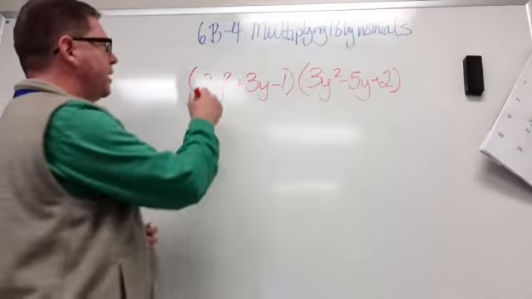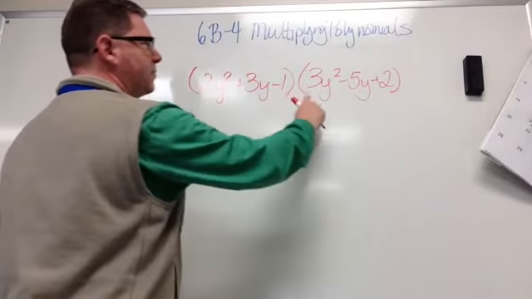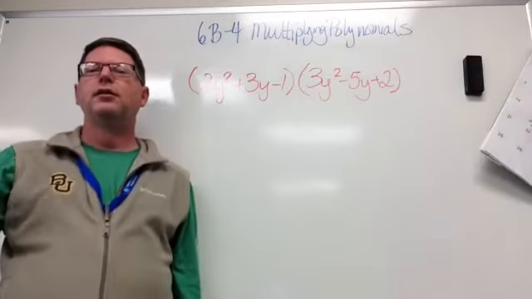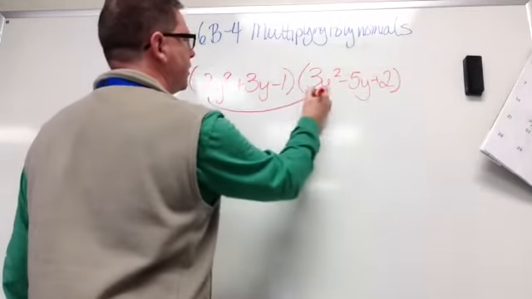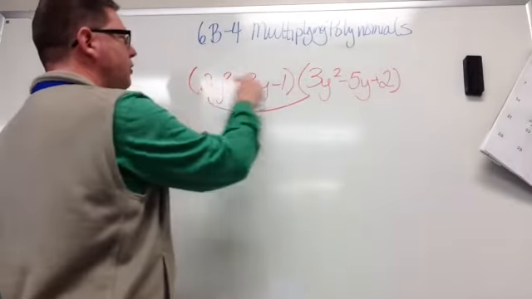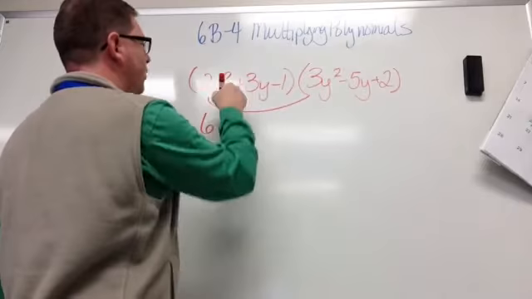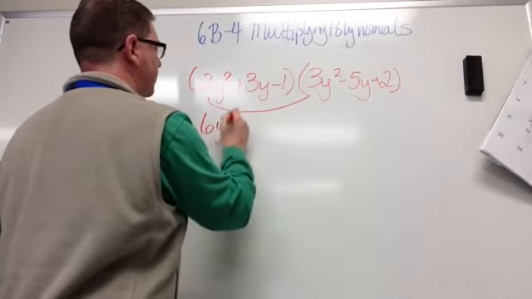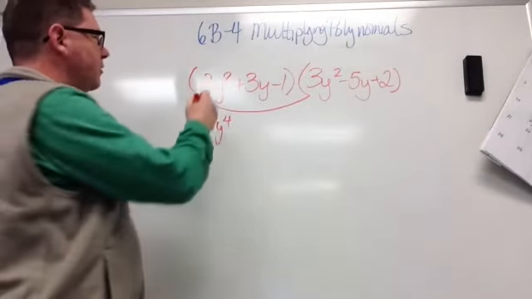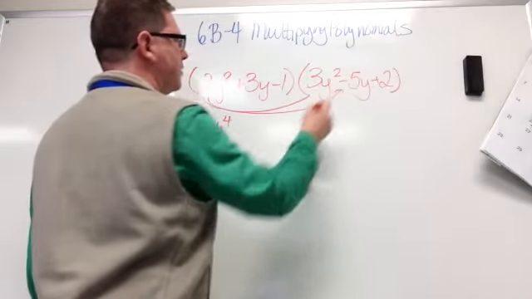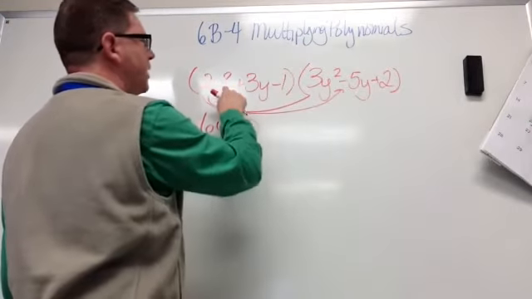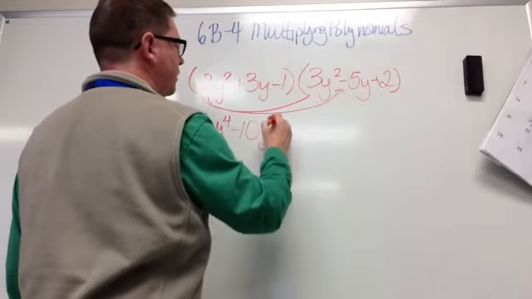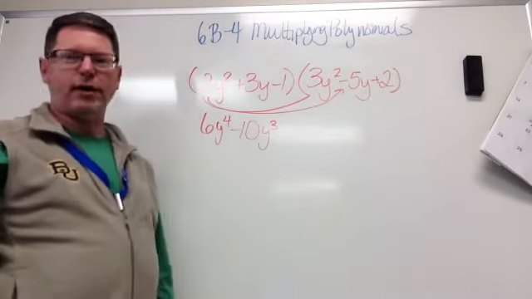I'm going to start with red. I'm going to do 2y squared times everything in the other trinomial. Okay? So 2y squared times 3y squared. 2 times 3 is 6. Y squared times y squared is y to the 4th. Now 2y squared times negative 5y. 2 times negative 5 is negative 10. Y squared times y is y to the 3rd, or y cubed.